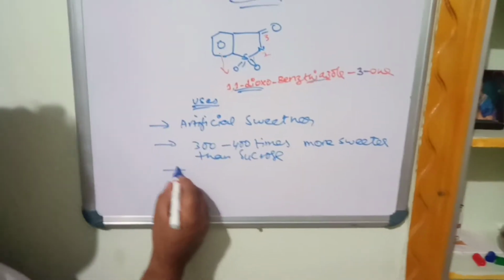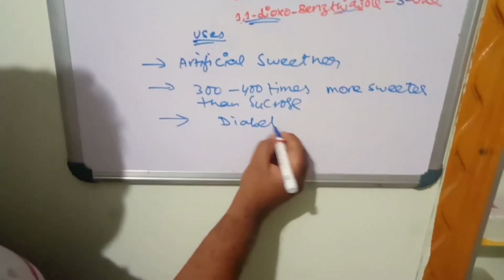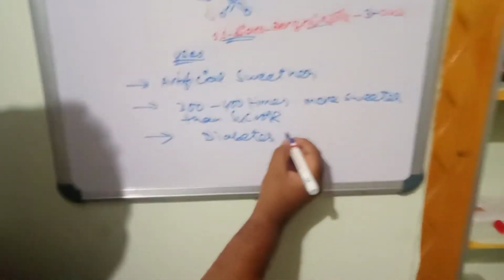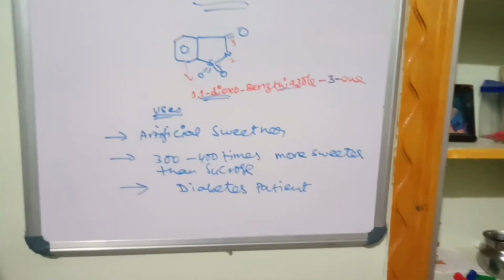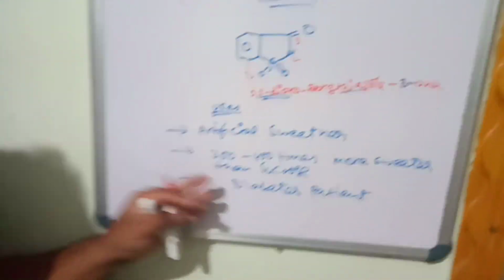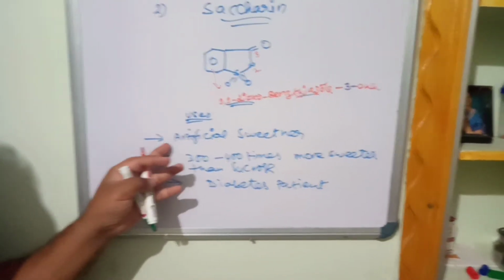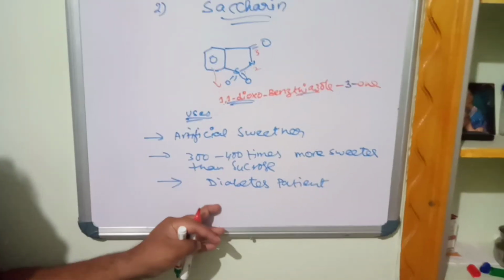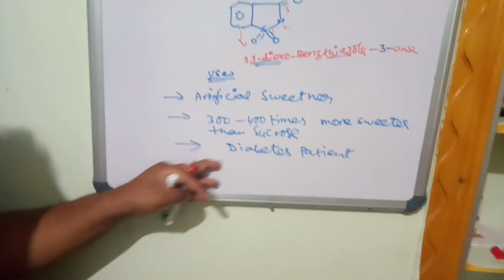More sweeter than sucrose. And this is used for the diabetes patient. So diabetes patient should not eat the normal sugar. So normal sugar may increase the blood glucose level. So you have to use the artificial sweetener. So that artificial sweetener will not increase the glucose level in the diabetes patient.